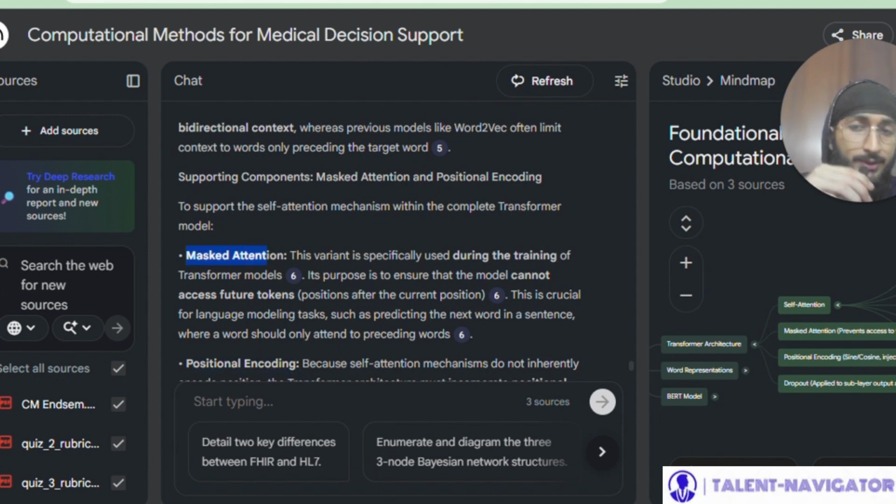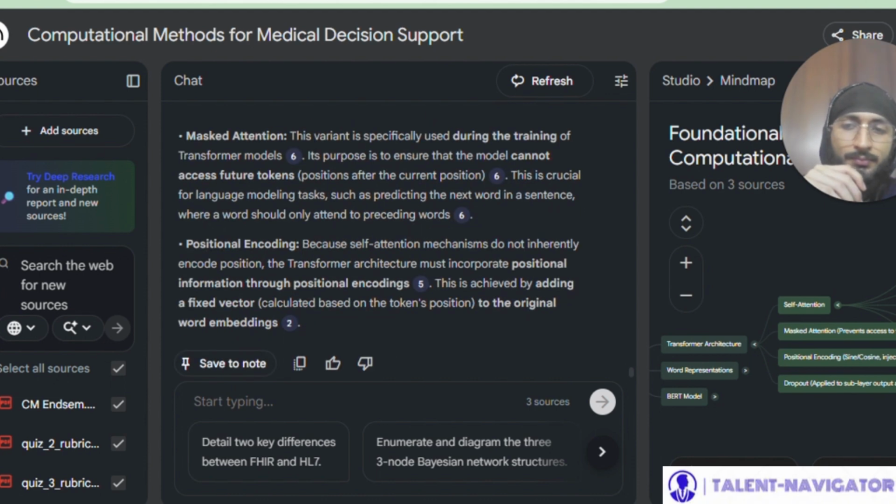Right. Now, also we have terms like masked attention and positional encoding. So first, let's discuss masked attention. This variant is specifically used during the training of transformer models. Its purpose is to ensure that the model cannot access future tokens, positions after the current position, which is crucial for language modeling tasks such as predicting the next word in a sentence without knowing the next word and only knowing the preceding words, where a word should only attend to preceding words.